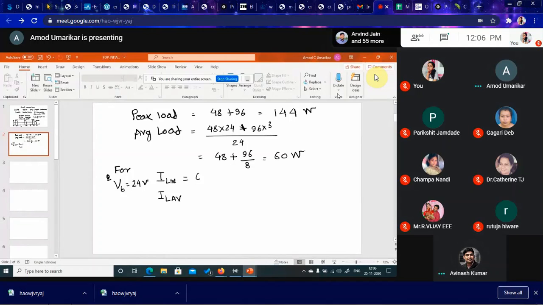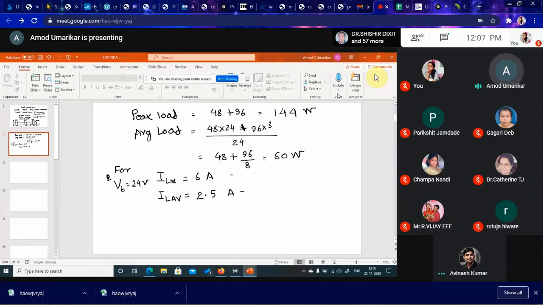Six amperes, sir. 6 ampere, and average current will be 2.5 amperes, correct? Average current will be 2.5 amperes. So there are two types of current, ILM and IL average. ILM will decide what is the peak current drawn by the battery, and IL average will decide what is the average current drawn by the battery.